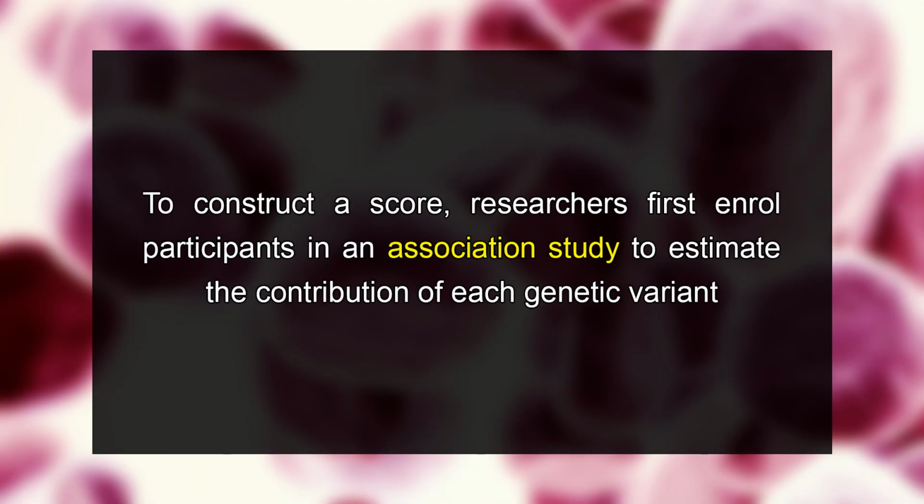To construct a score, researchers first enroll participants in an association study to estimate the contribution of each genetic variant. Then they can use the estimated contributions of each genetic variant to calculate a score for the trait for an individual who was not in the original association study.